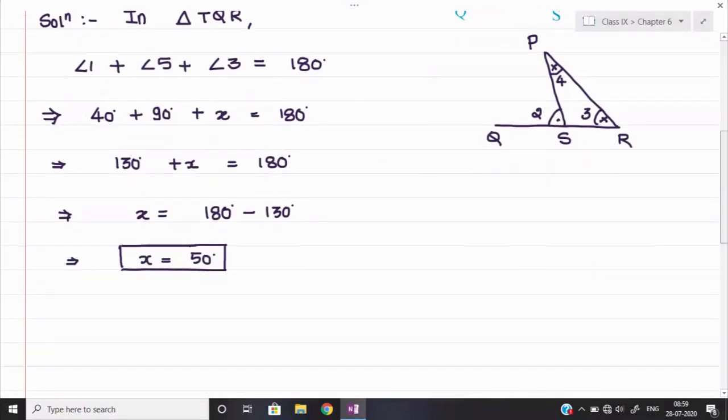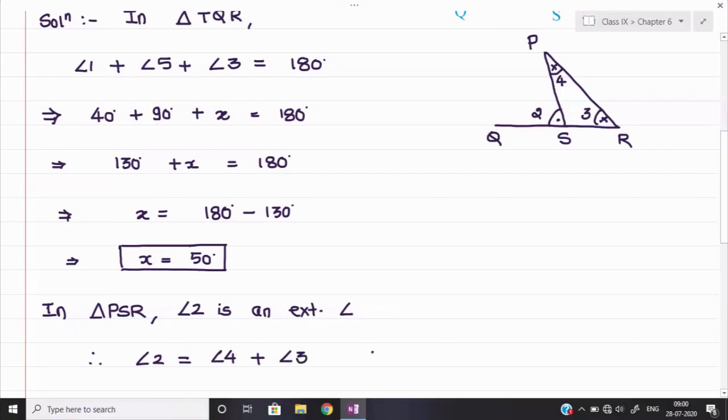Yes, in the solution now I will write down: in triangle PSR. Remember the name of the triangle here. The name of the triangle is different, it is not PQR. Okay, so in triangle PSR, who is our exterior angle? Angle 2. Angle 2 is an exterior angle. So we can say that therefore angle 2 will be equal to angle 4 plus angle 3. Here we can give the reason: exterior angle theorem.